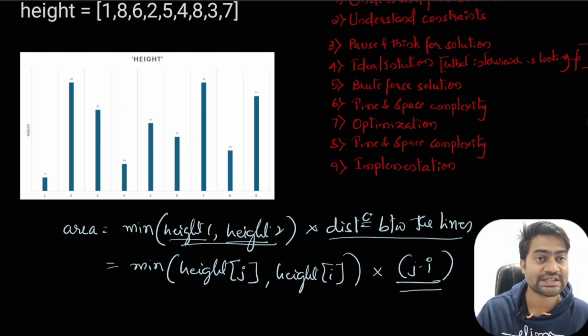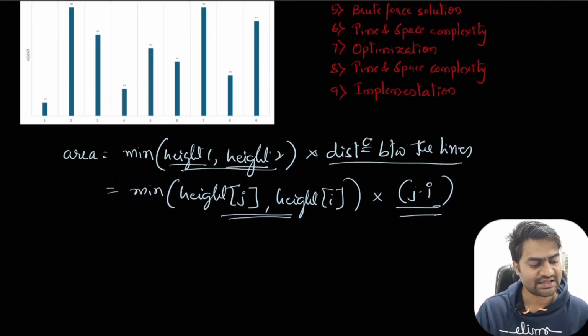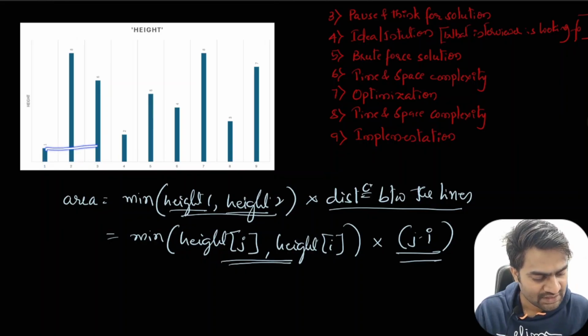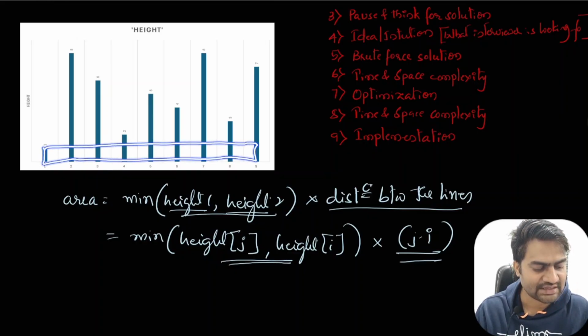Okay, so this gives the distance between both the lines, and this will give the minimum value. Okay, with this formula we can easily find out the area. If that is the case, now what I will do, I will find the area between these two lines first, then between these two lines, then between these two lines, and so on. I will try to find until the last line.